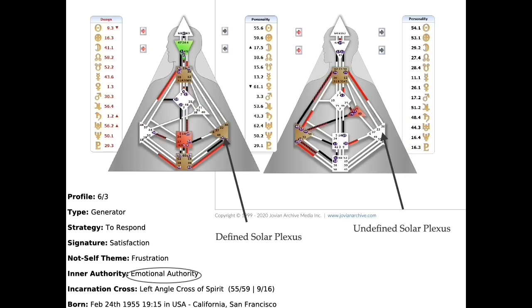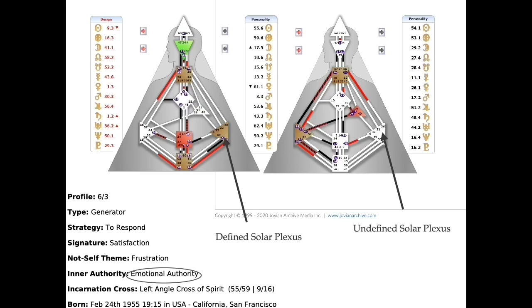What that means, and this is for all types of course, except for reflectors, because reflectors don't have any defined centers, is that all types that have a defined emotional center need to wait for clarity, or it is preferred that you wait for clarity. Because of the emotional wave, or the emotions we have based on having a defined emotional center, we have an oscillation of our moods. You could say that you have your up days and you have your down days when you have a defined solar plexus.